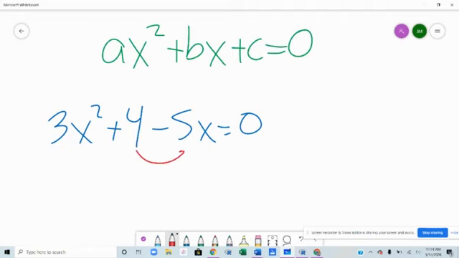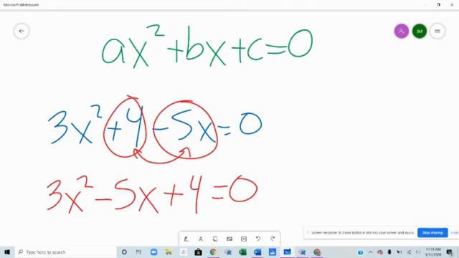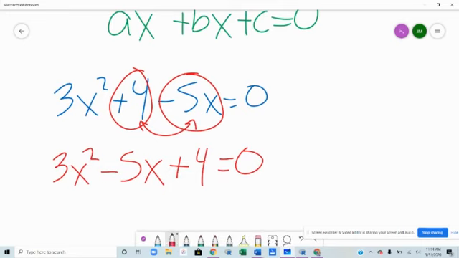These two are in the wrong order, so I need to take this term and flip them so that I have 3x squared minus 5x plus 4 equals 0. The sign came with the term. It's negative 5x or minus 5x, so it's still minus 5x, and it's positive 4, so plus 4 here. That is now in standard form. And you should be able to identify for me that A is 3, B is negative 5, and C is 4.